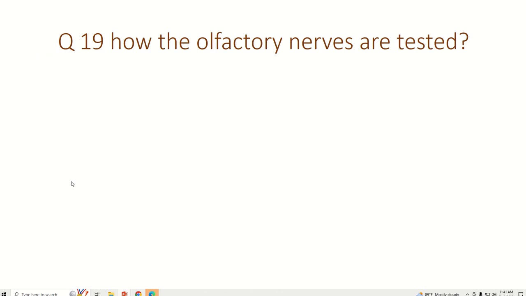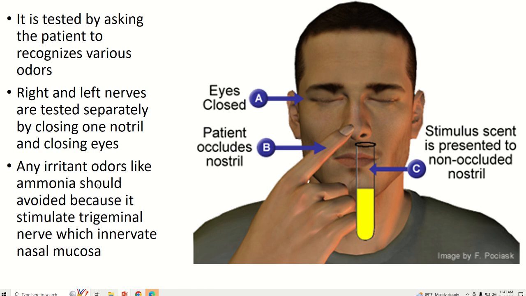How are the olfactory nerves tested? It is tested by asking the patient to recognize various odors. Right and left nerves are tested separately by closing one nostril and closing both eyes. Any irritant odor like ammonia should be avoided because it stimulates the trigeminal nerve which innervates the nasal mucosa.